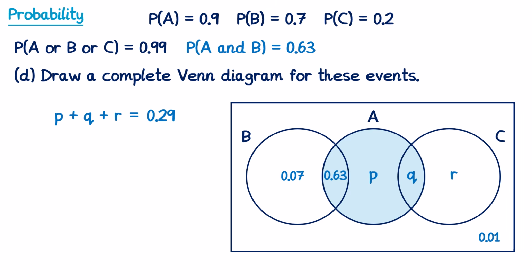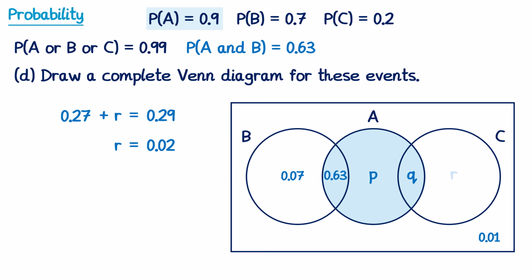These three probabilities must add to give 0.9 since that's the probability of A. So 0.63 plus P plus Q must equal 0.9. If we subtract 0.63 from both sides, it will cancel on the left, and on the right we'll have 0.27. So we know that P plus Q must be 0.27. But P plus Q was also in this equation here, so we could substitute this out for 0.27. So we'd have 0.27 plus R equals 0.29, and we can subtract 0.27 from both sides to give R equals 0.02. So we've managed to find the value of R.